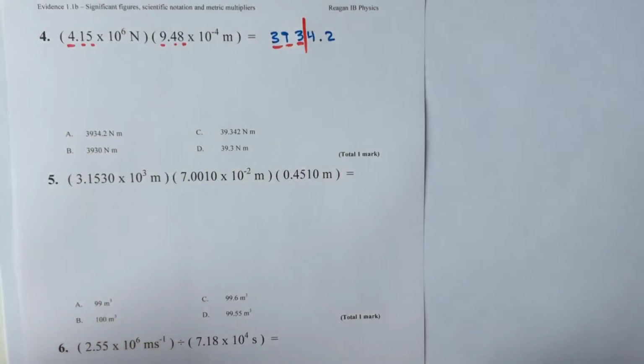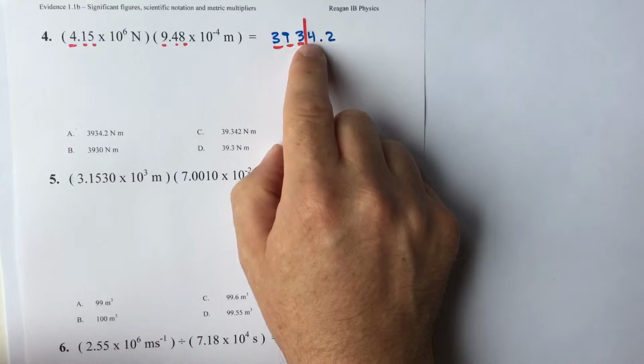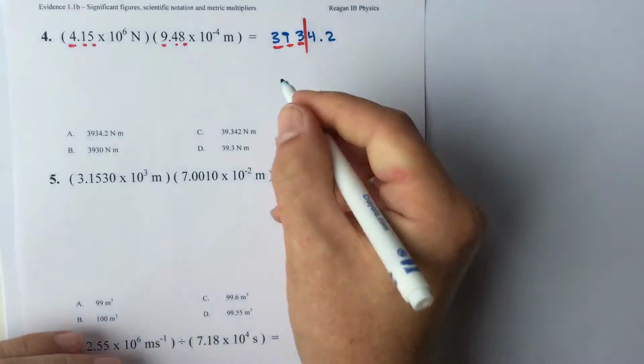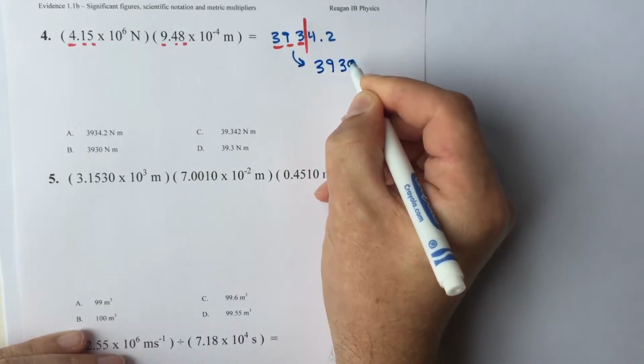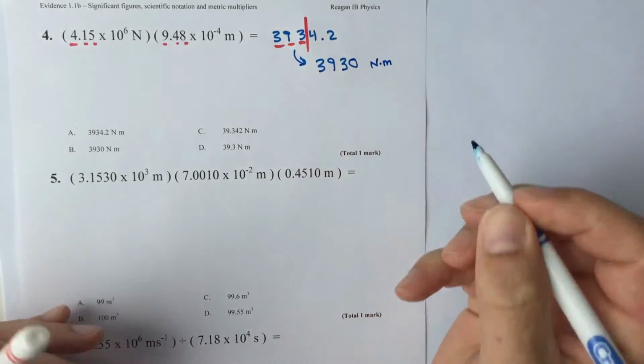We want to round this number off here. And so, is it closer to 3,930 or 3,940? And the answer is 3,930. So we would round down to 3,930. We have newtons times meters. That's a newton meter. All right.